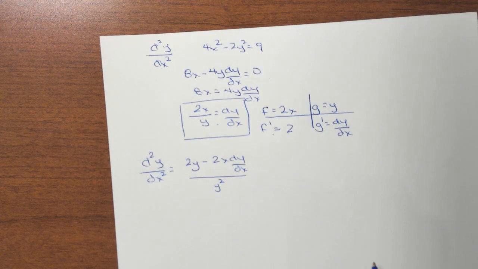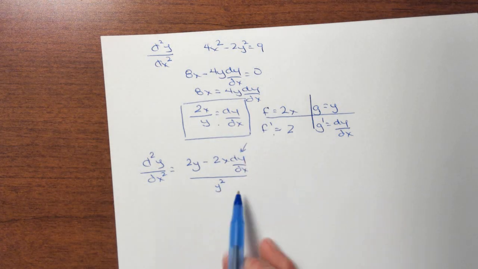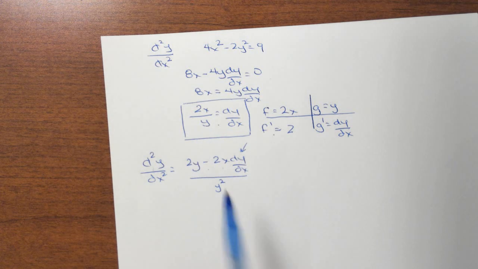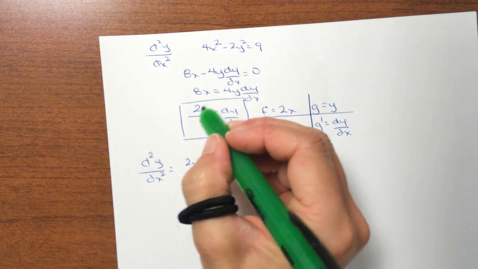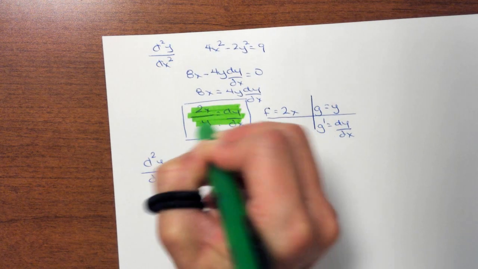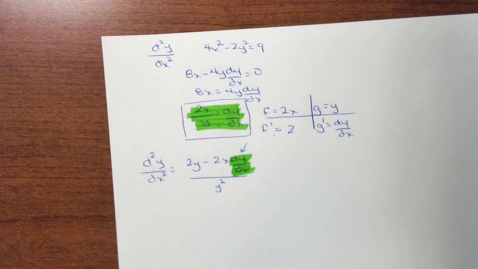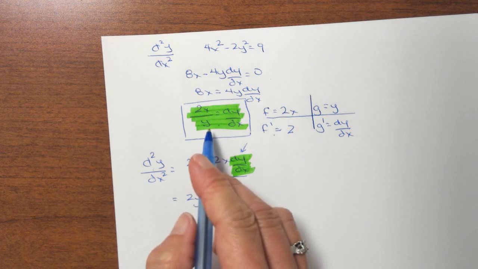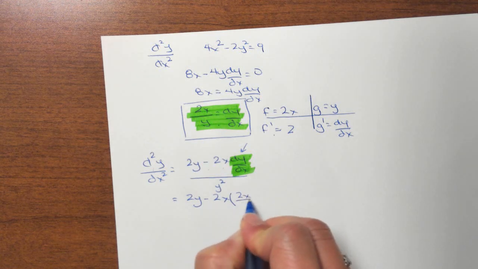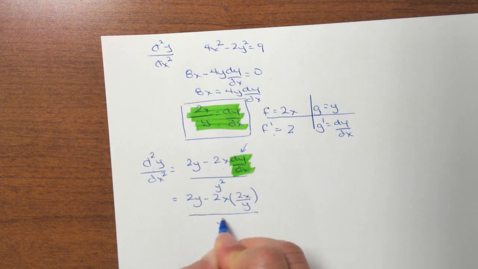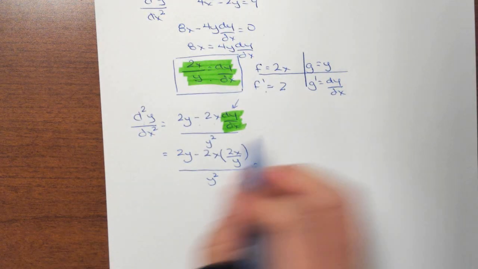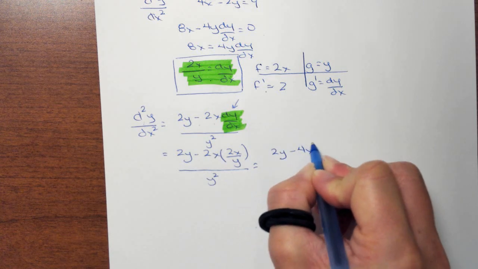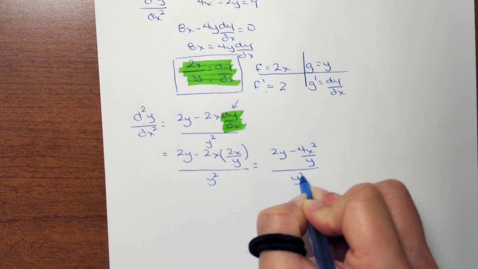Okay, so now what happens is I know what dy/dx is. You cannot have one derivative in terms of another, so we need to make a substitution. So what we want to do is take what we know up here and substitute right here. Okay, so we've got 2y minus 2x, and now we're going to make this substitution of 2x over y all over y squared. So now we're going to multiply and try to start simplifying here. So we've got 2y minus 4x squared over y all over y squared.